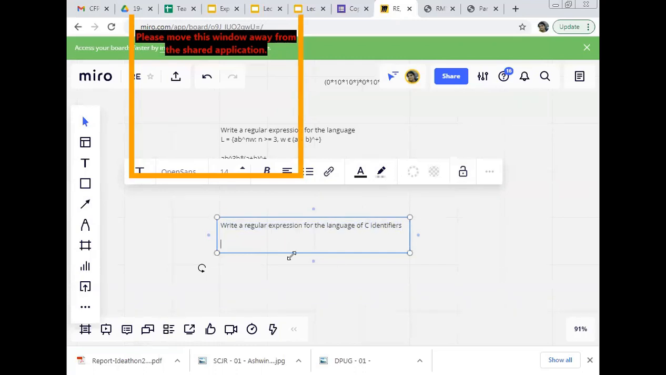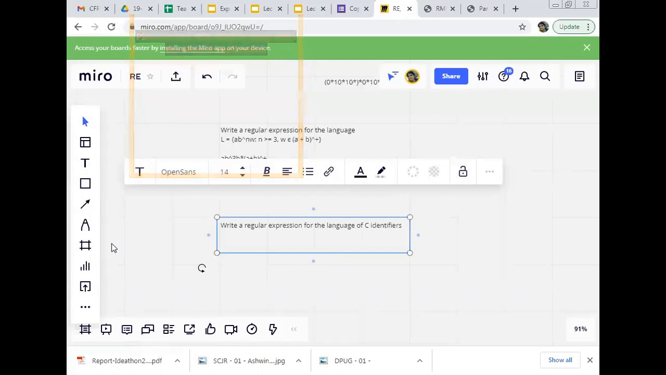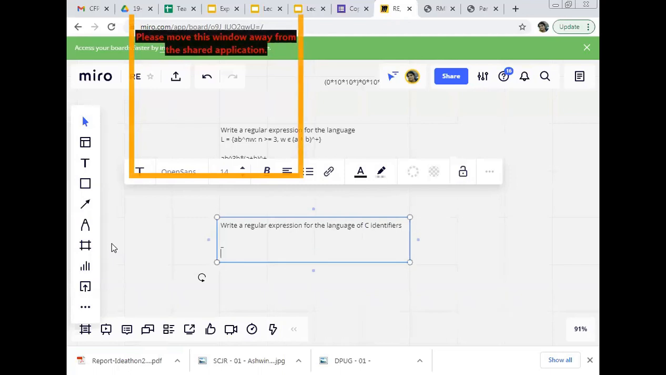Do you remember what the rules for identifiers in C programming are? It can start with an underscore. It cannot start with a digit. No special characters. Very good. Fine. No keywords.